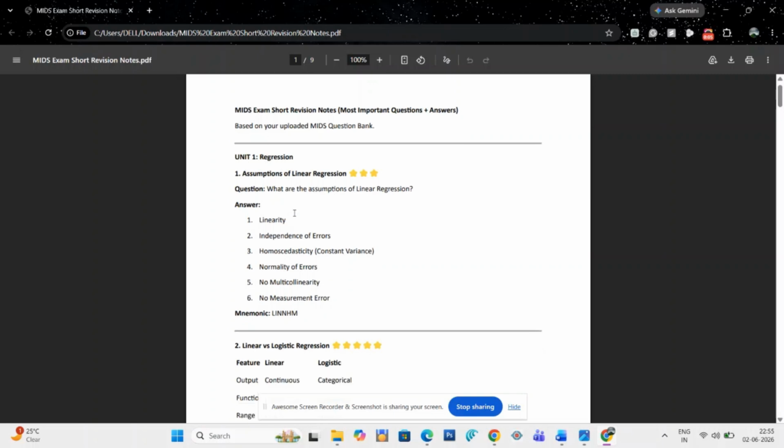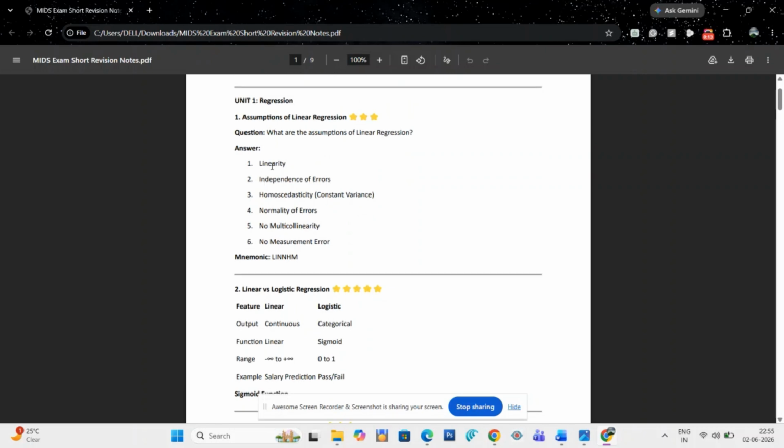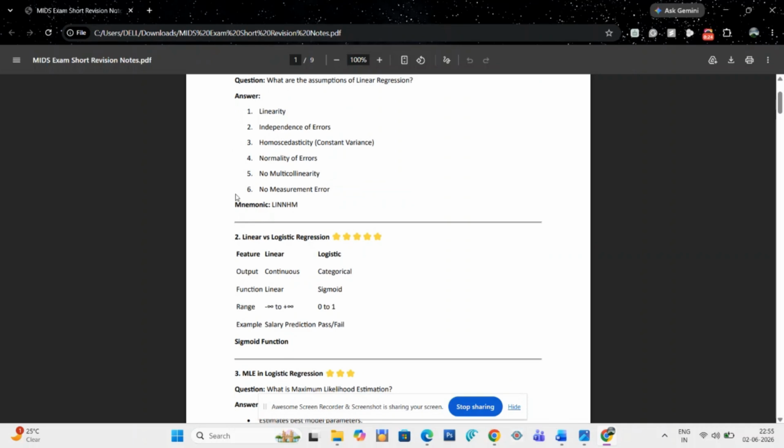The first concept is assumptions of linear regression. Question: what are the assumptions of linear regression? There are 6 assumptions: linearity, independence of errors, homoscedasticity, normality of errors, no multicollinearity, no measurement error. The short form is LINNHM: linearity, independence, homoscedasticity, normality, no multicollinearity, and no measurement error.